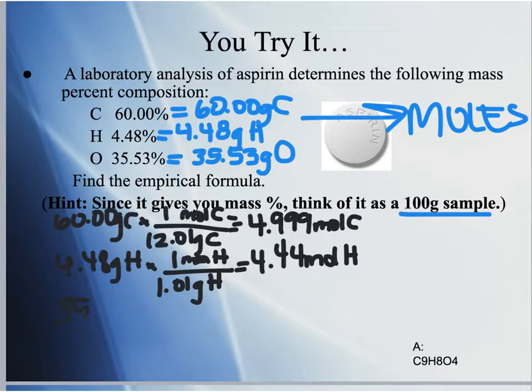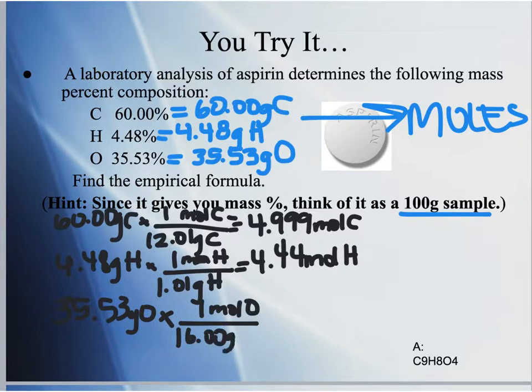Okay. And then last but not least, we do the same thing with oxygen. We're going to turn our 35.53 grams of oxygen into moles of oxygen. So in 1 mole of oxygen, there's 16.00 grams of oxygen. So when we do that math, we end up with 2.22 moles of oxygen. Okay, so we turned our percents to grams, our grams to moles.